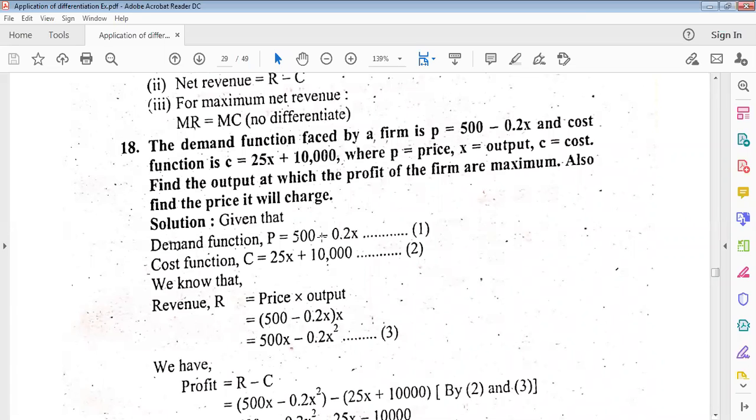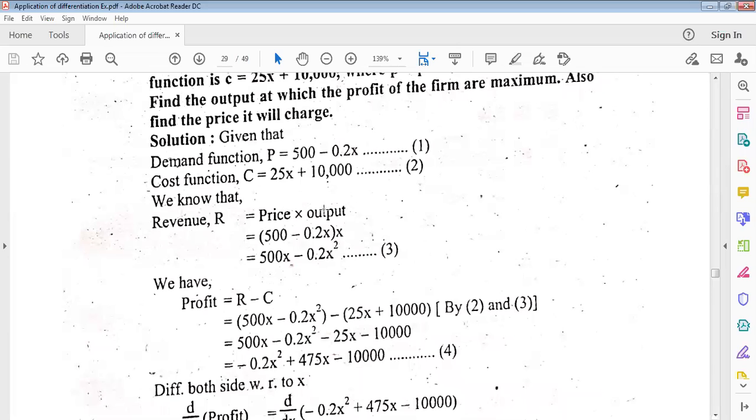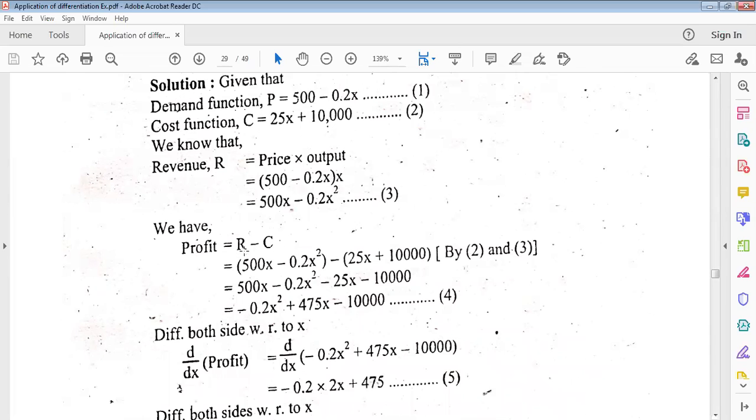Now the demand function is given, P equals to this, equation number 1. The cost function is also given, C equals to this, equation number 2. We know revenue equals price multiplied by output, or number of units. So revenue is (500 minus 0.2 P) by equation 1, times X. Now profit equals R minus C, revenue minus cost. By equations 2 and 3, putting the values, we get profit equals minus 0.2 x square plus 475 x minus 10,000, equation number 4.